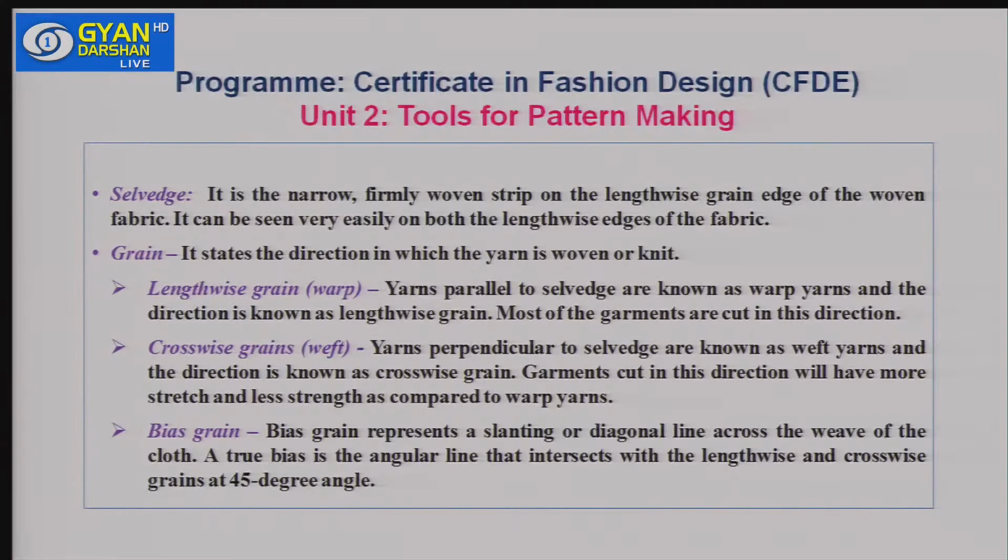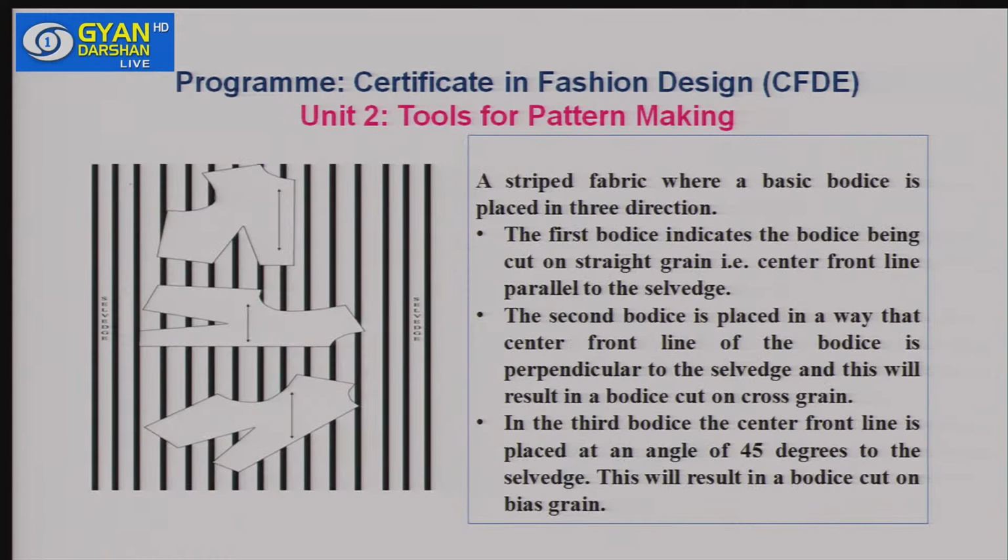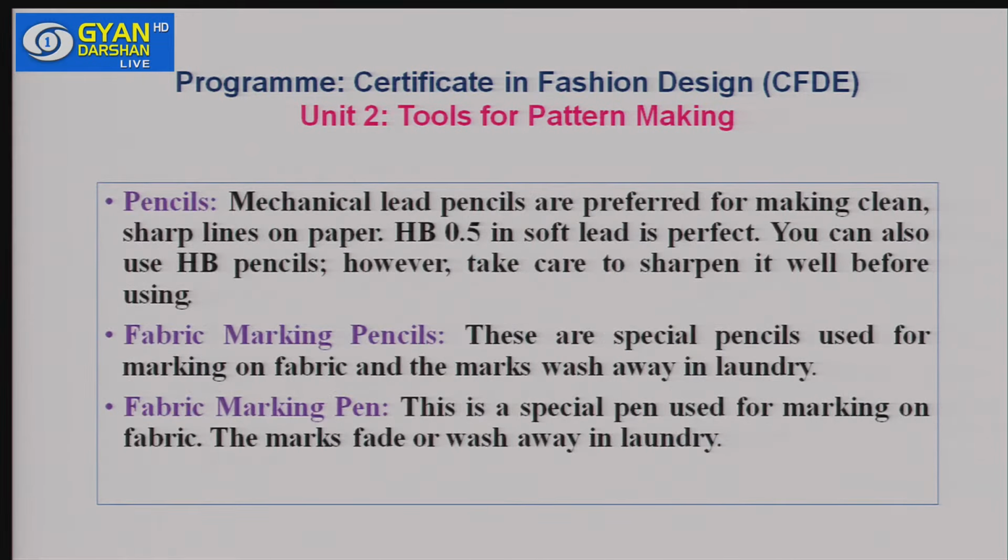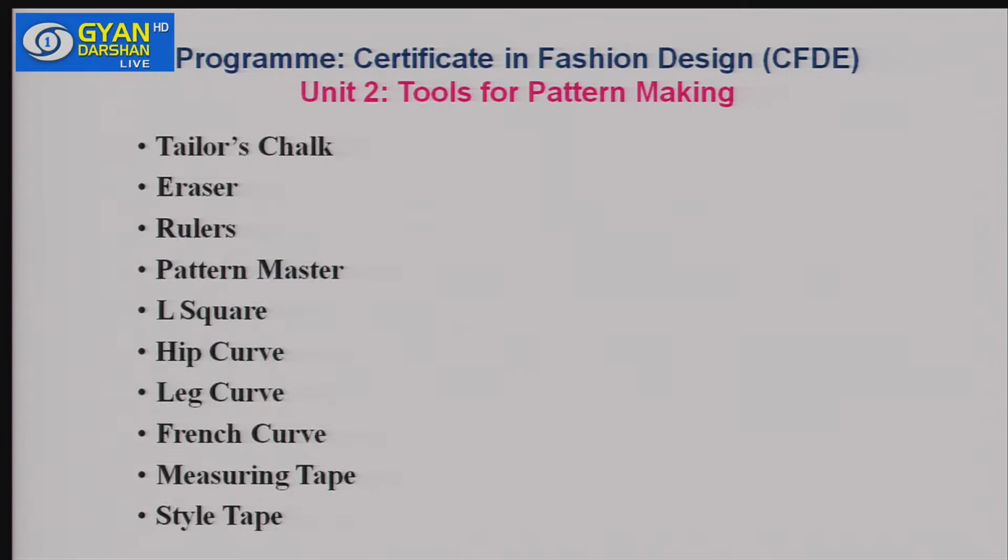Apart from this, another term is selvage. Selvage means the narrow, firmly woven edge strip on the side of the fabric. Grain is the direction of the yarns in the woven or knitted fabric. So these are different terminologies that you can study in detail in your study material. Then different tools which you will need for the development of pattern are pencils, fabric marking pencils, fabric marking pens, tailor's chalks, erasers, rulers, pattern masters and L scale. All these you will be needing.